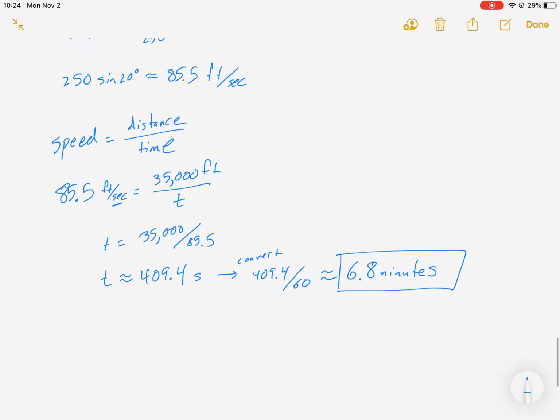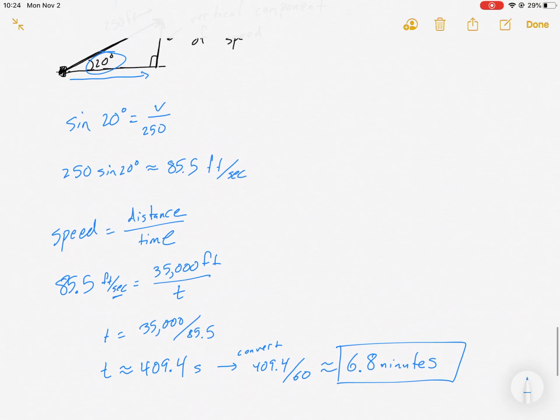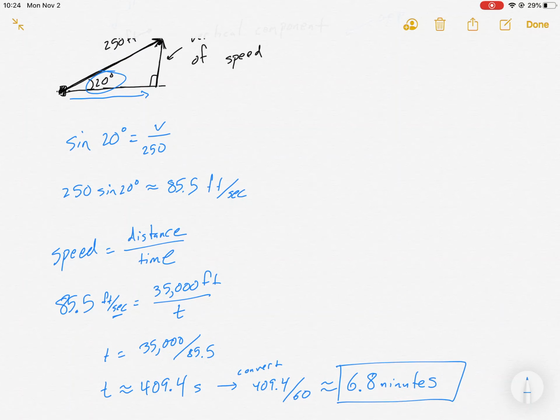Okay, so this was an example of how you might relate this into a physics problem. We broke this down into components using our trig, and then it turned into a relatively easy linear problem involving speed, distance, and time.